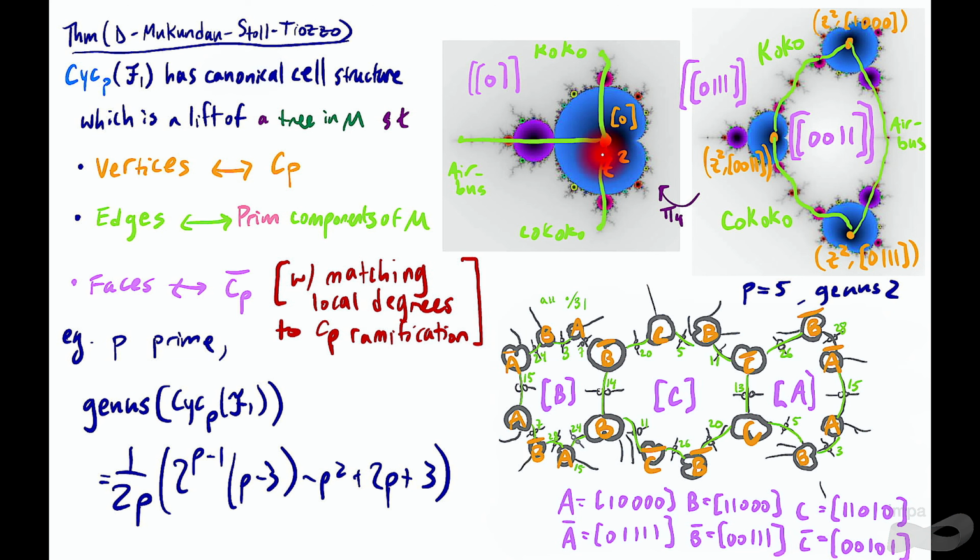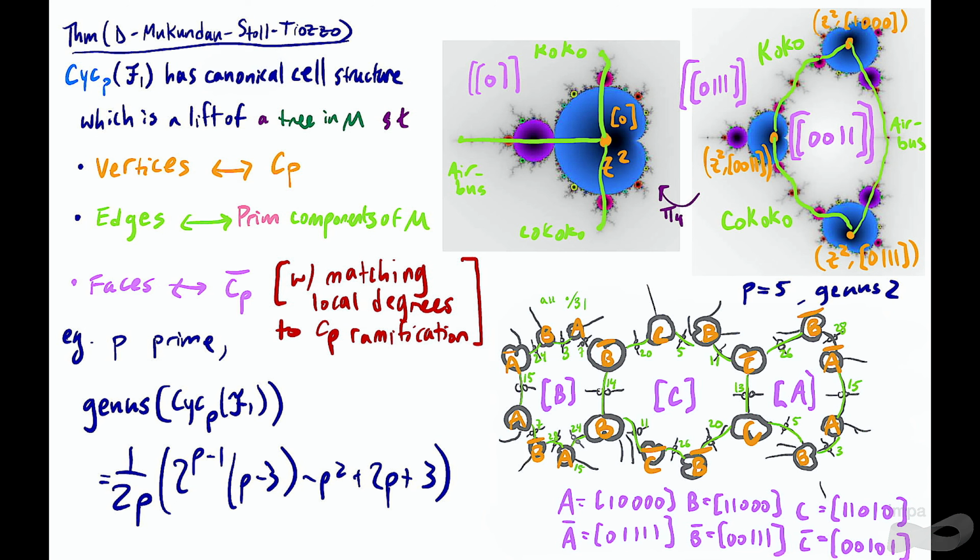So if we're saying that the vertices, well, by definition, all of the vertices are lifts of our center polynomial z squared. So what this means is that we have to specify an additional period p cycle. These period p cycles can be labeled by elements of CP. So all of our vertices are in canonical bijection with elements of CP.